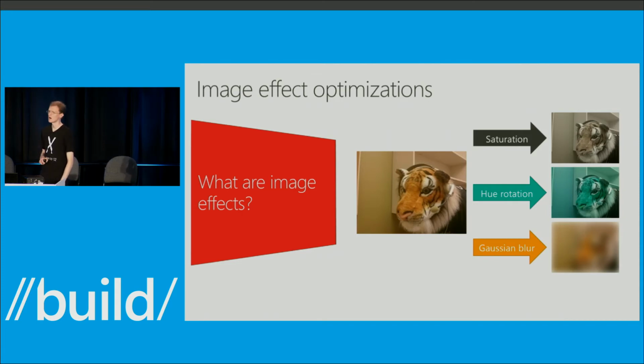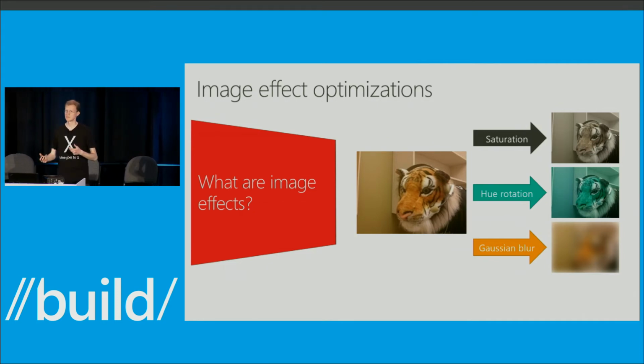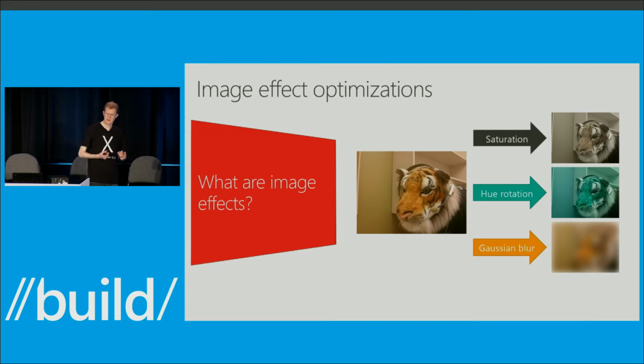First of all, what are effects? Well, in Direct2D, effects are a way of applying a graphical transformation to pixel data. We have a number of built-in effects, things like hue rotation and Gaussian blur that you can use. If you're familiar with Direct3D, you'll be aware of pixel shaders and vertex shaders and compute shaders. Effects are really layered on top of this. So a given effect may involve one or more of these shaders.